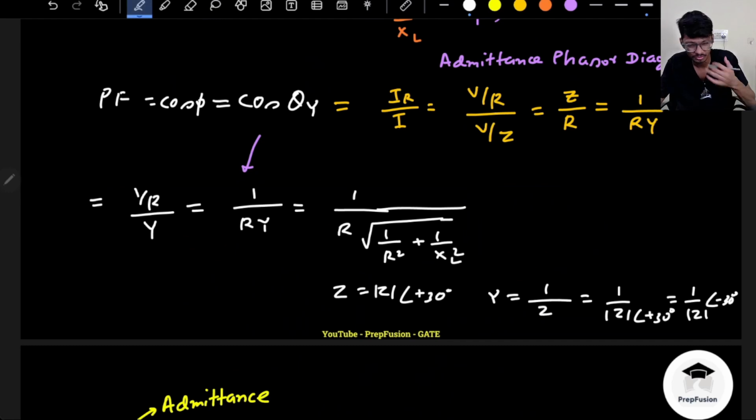I don't just want you to memorize the formula, I just want you to know the method, how to find the power factor angle. That's it. That is the important portion, because this formula is not useful, since you will anyway not remember it.